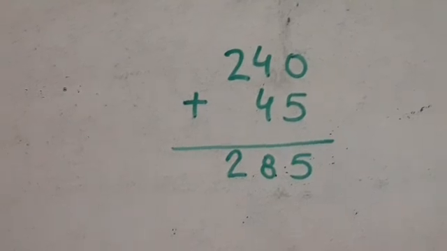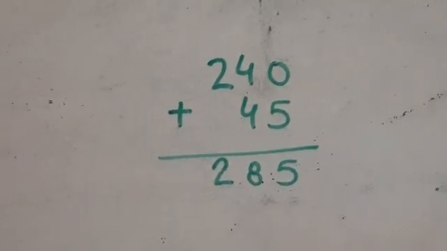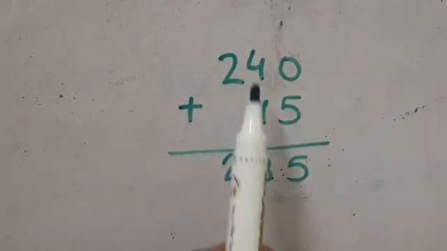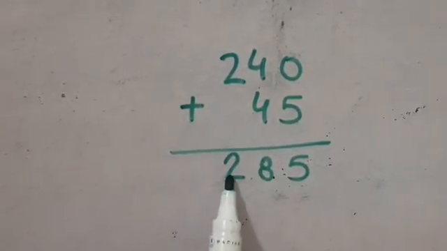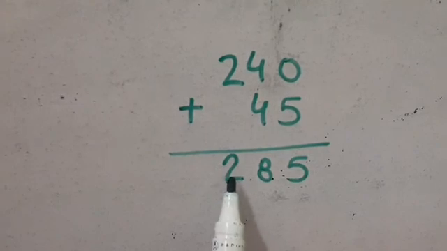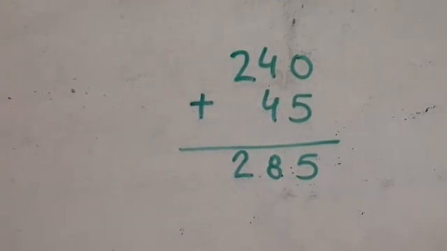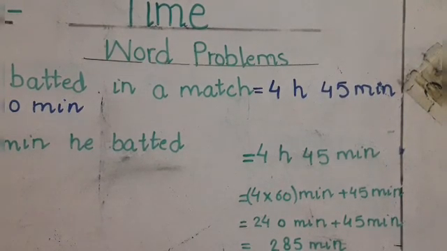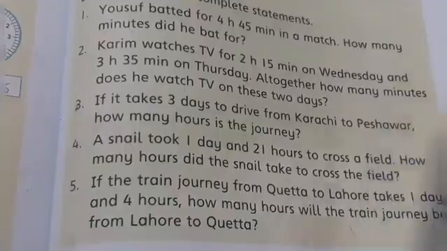Okay students, 240 plus 45, 0 plus 5 is 5, 4 plus 4 is 8, and 2 will come as it is. So 285 minutes. So students, total minutes he batted is 285 minutes.